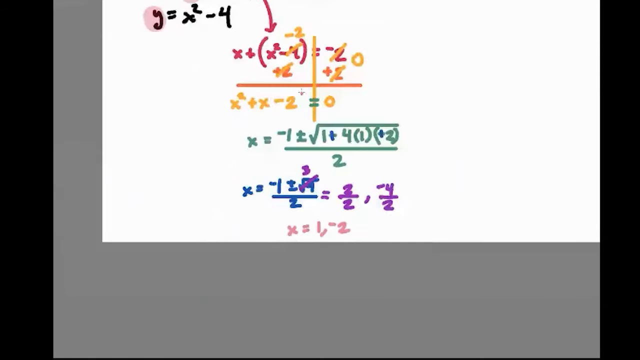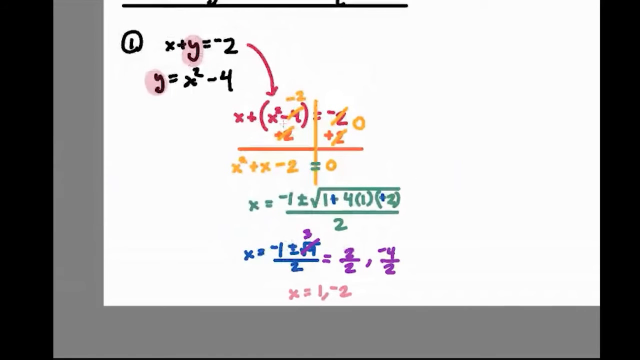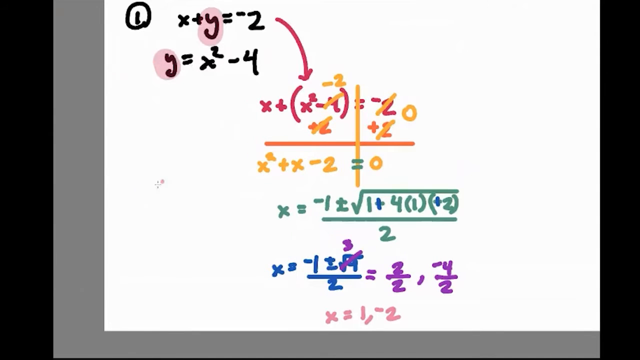But you also need the y value. So this needs to be as an ordered pair. So the x is 1 for one of them and negative 2 for the other. You just need to figure out the y for each of these. And what's great is we have a y equation right here. So we square the 1, it's 1 minus 4 is negative 3. Plug in a negative 2 in there, negative 2 squared is 4, 4 minus 4 is 0, and then you have both answers right there, boom.